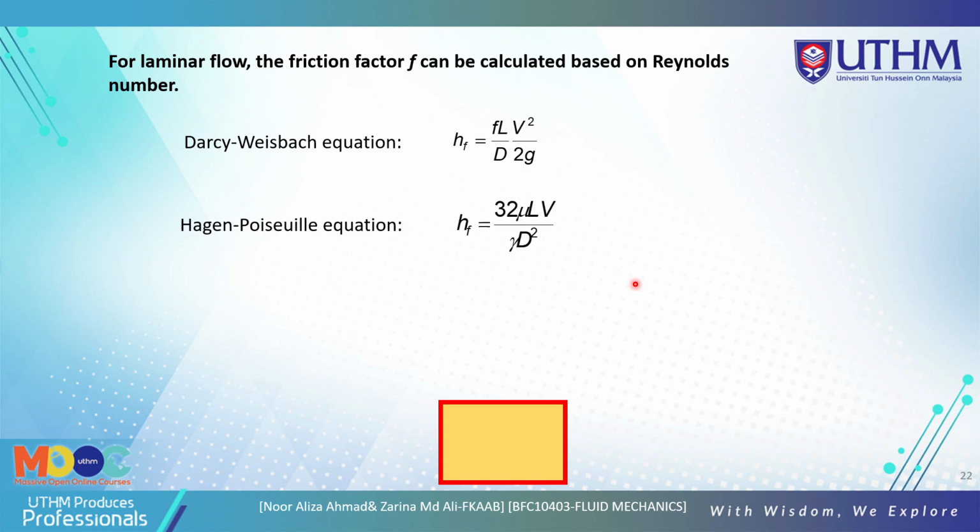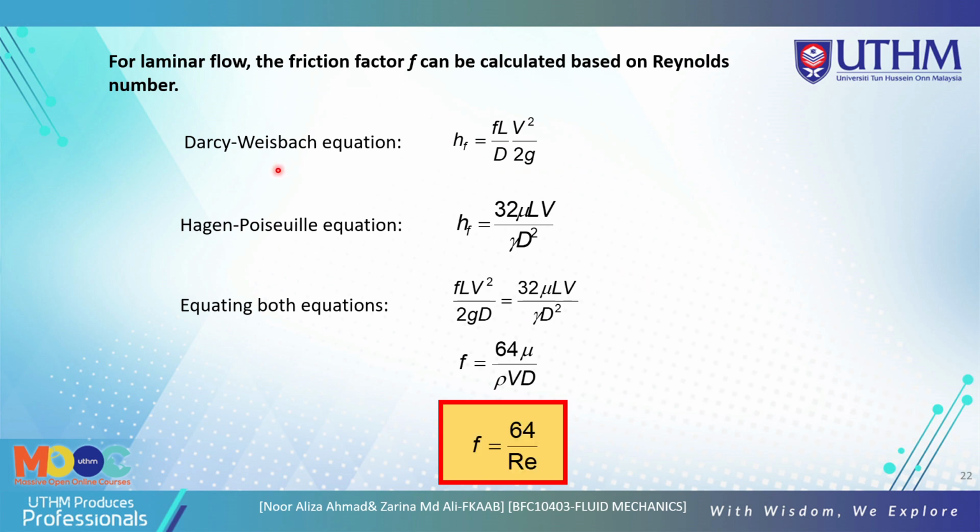For laminar flow, the friction factor can be calculated based on the Reynolds number. For HF, we use this equation for Darcy-Weisbach, and for Hagen-Poiseuille, we use this equation. Equating both equations, you get F is equal to 64 divided by RE. We use this formula for laminar flow only. This is the friction factor for laminar flow only.